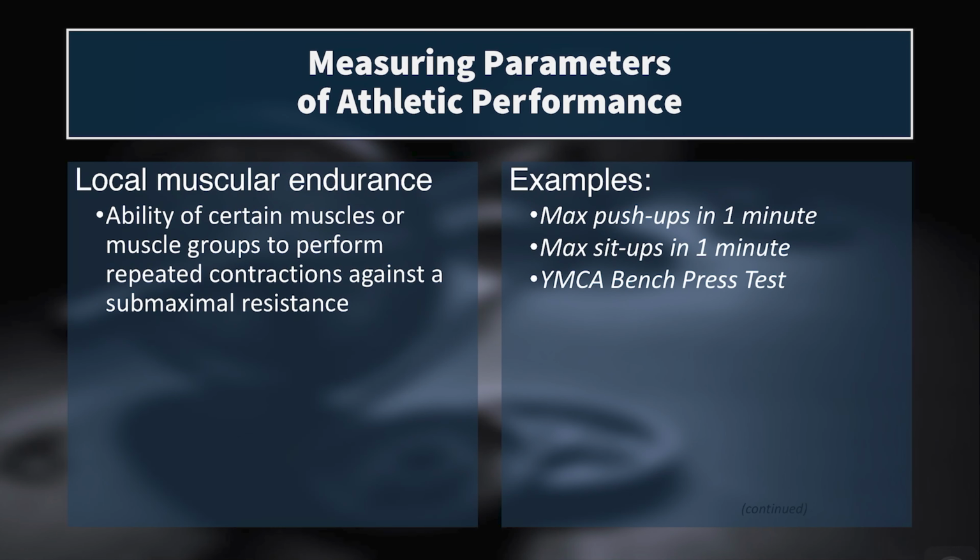Next, local muscular endurance. This is very different from an aerobic power test or aerobic capacity test because local muscular endurance is getting at the peripheral endurance of localized musculature, not the global organismal endurance, right? So this is the ability of certain muscles, that's the key here, certain muscles that we're focusing on, or muscle groups to perform repeated contractions against a submaximal resistance.